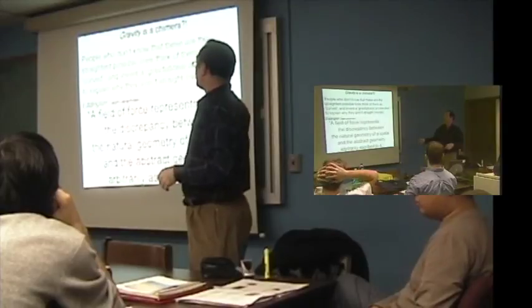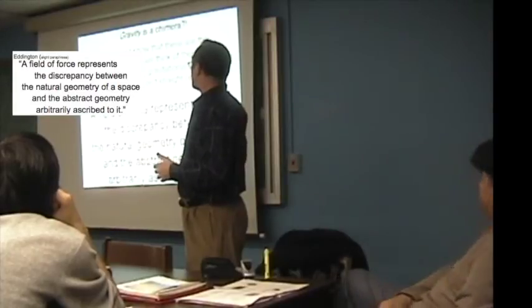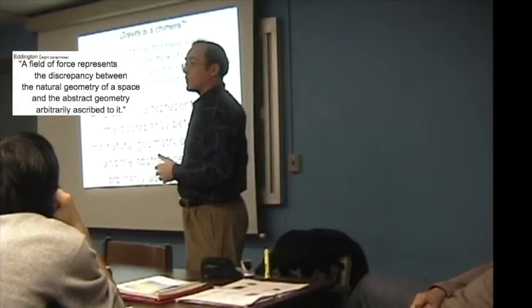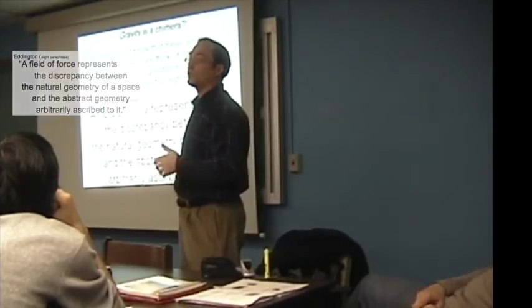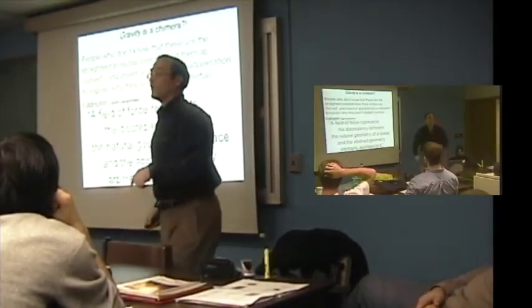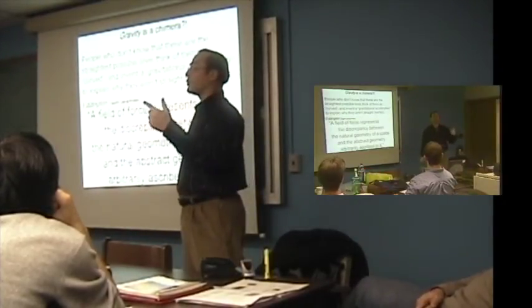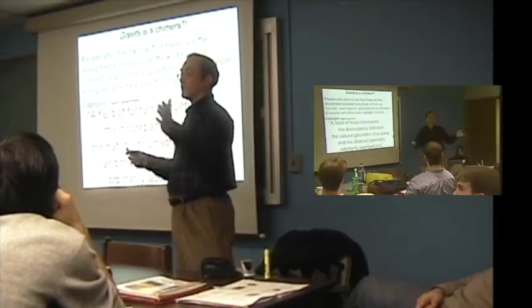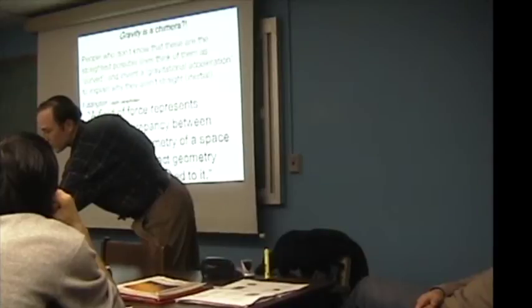So again, a field of force, in this case really it's gravity, it's not necessarily true about any other force, represents the discrepancy between the natural geometry of space, in other words that it's really curved, and the abstract geometry arbitrarily ascribed to it, arbitrarily meaning just like a priori. Now, physicists at one time, Einstein particularly, wanted to turn every force into something geometrical, but it didn't quite work. Things go back and forth. There's a little bit more geometry, a little bit less geometry.